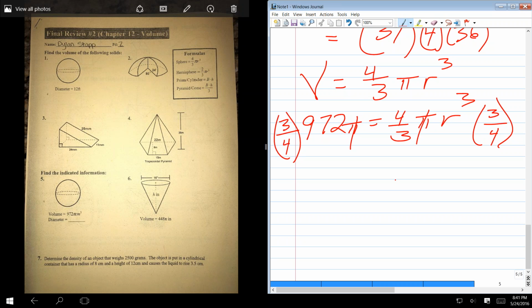Okay? So now I get r cubed equals whatever that number is, and then I'll bet it's a perfect cube number. So you'd be able to figure out r, and then diameter would be 2r.